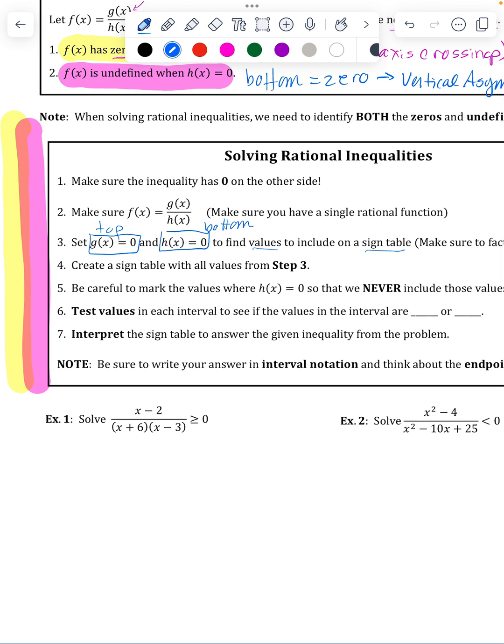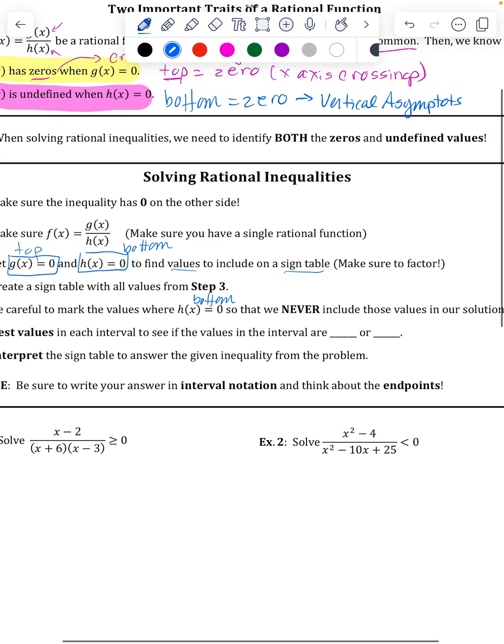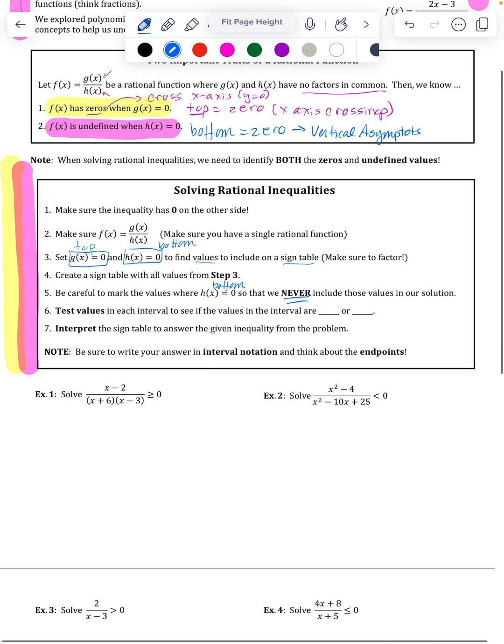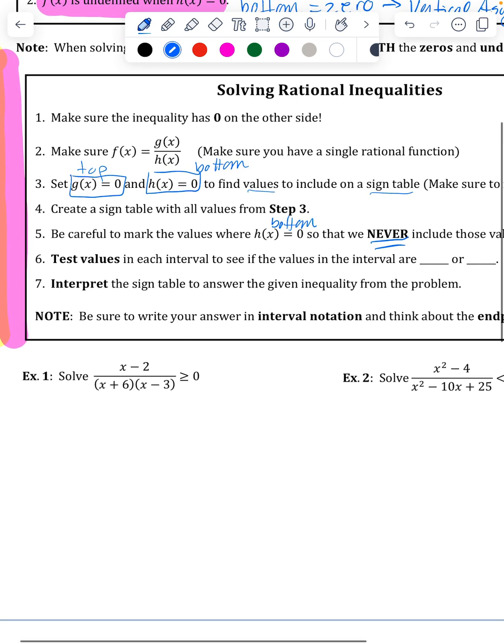And then it says be careful to mark the values where the bottom equals 0. The reason that's concerning is that you never want to include those in your solutions because you can't actually have a 0 on the bottom. So you would never want to include those with brackets or have those as a part of your answer. Then we're going to do test points just like before. So this process is all like what we did before. We're going to have a sign table after we find all of our zeros.